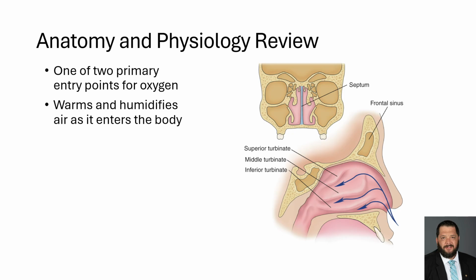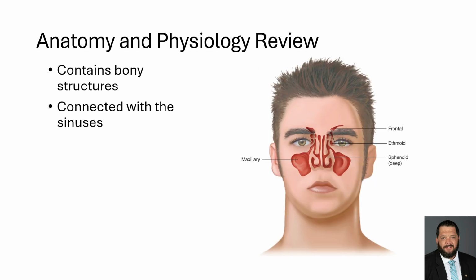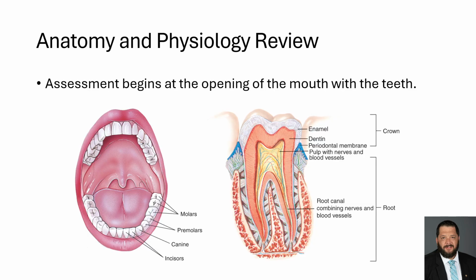One of the two entry points for oxygen, it also warms and humidifies the air as it enters the body, as we've discussed before. Other structures, the sinuses that are in the front of the face can be a cause of concern, inflammation, irritation, and ultimately a response from EMS. You can see there that you've got the ethmoid sinuses around the edge of the eye, the sphenoid sinuses, which are deep behind the nares, maxillary sinuses, which are just inferior to the eye, and then the frontal sinuses, which are above near the eyebrows.